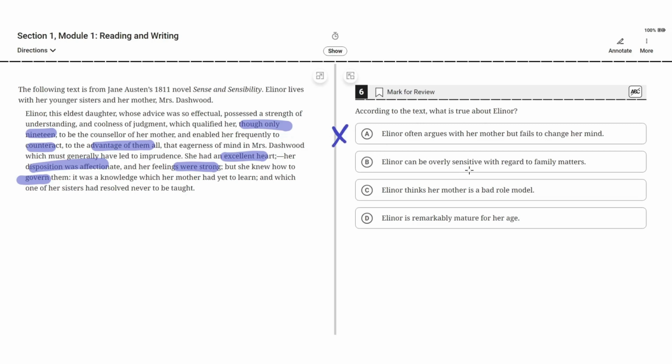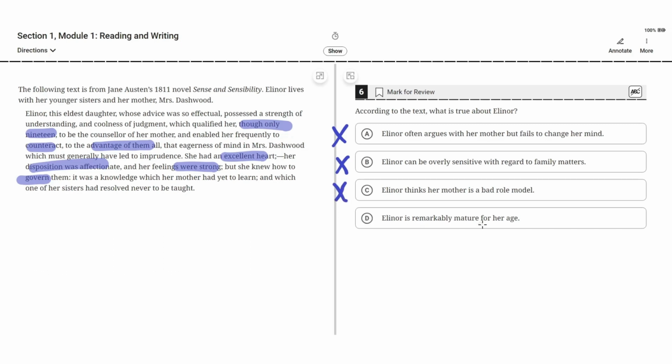B. Eleanor can be overly sensitive with regard to family matters. Here it says that her feelings were strong, but that she knew how to govern them, and it doesn't say that she was overly sensitive with regard to family matters. C. Eleanor thinks her mother is a bad role model. This is incorrect because in the text it doesn't say anywhere what Eleanor thought of her mother.